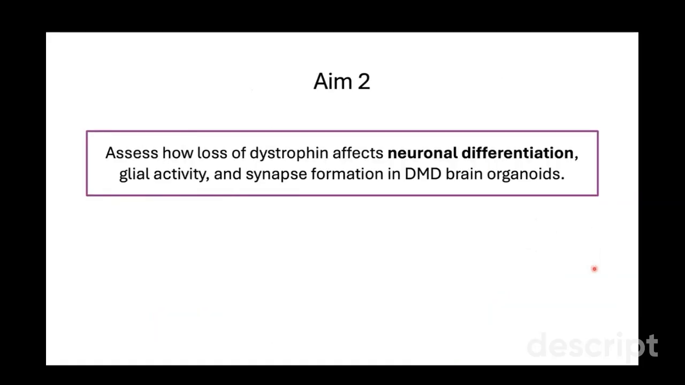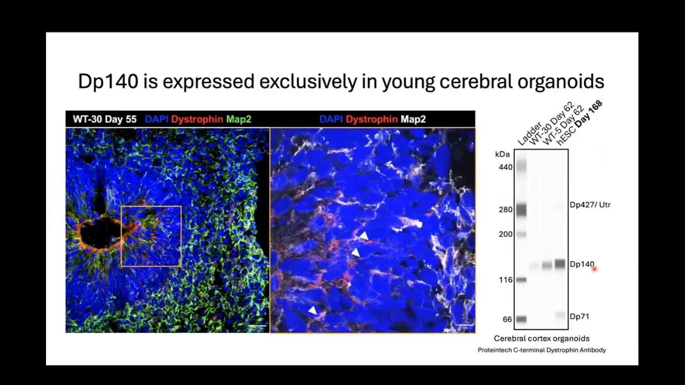The aim of year two was to try to understand a bit more about how dystrophin affects neural differentiation, what its role is, as well as potentially looking at glial activity and synapse formation in the brain organoids. But it turned out that for us, neural differentiation was really the most interesting aspect.